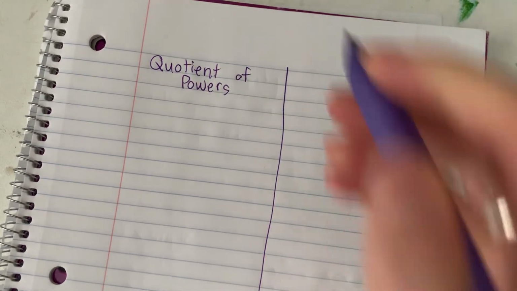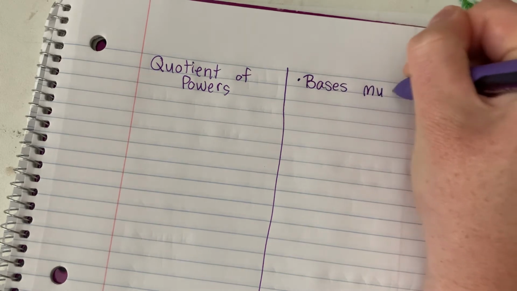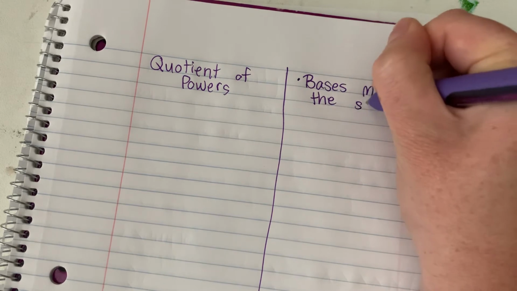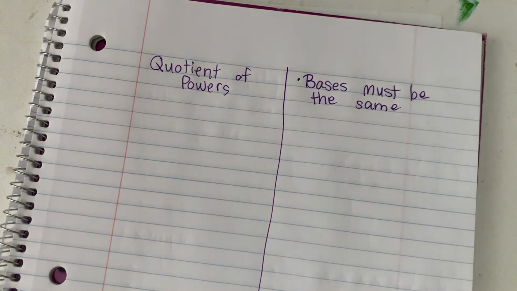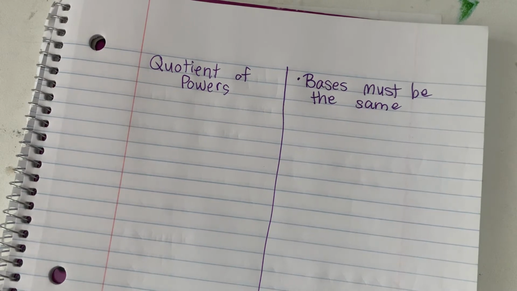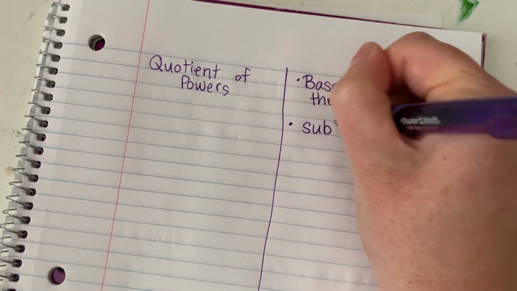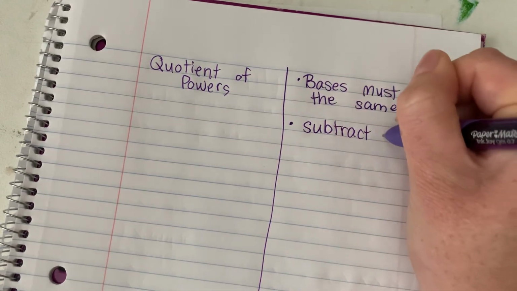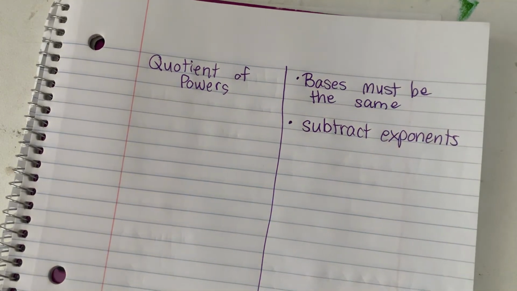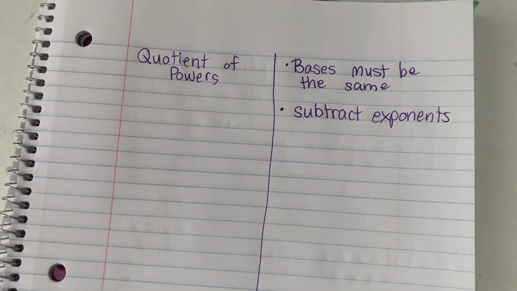Okay, and one more time, bases must be the same in order to do this. Subtract exponents. That's how we're doing it. Okay, and if you ever forget this, you can just expand out, right?